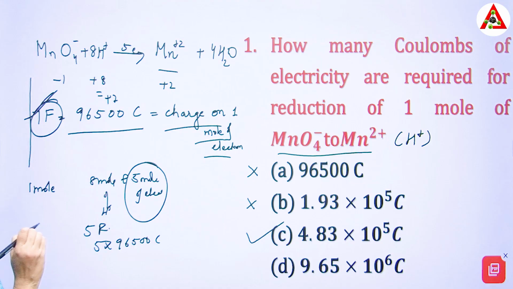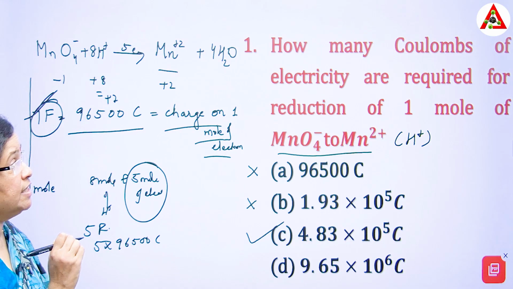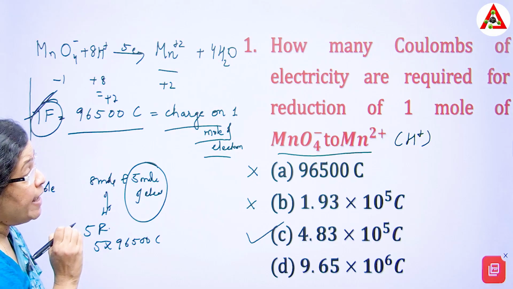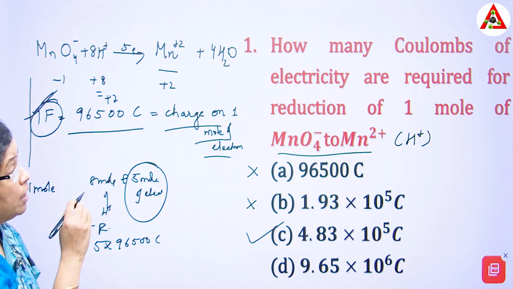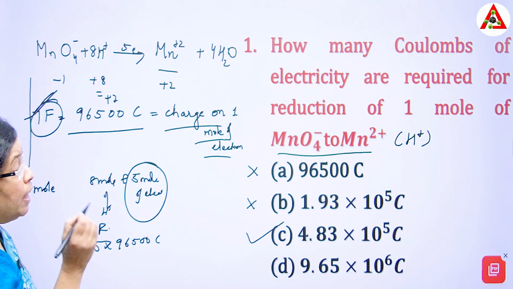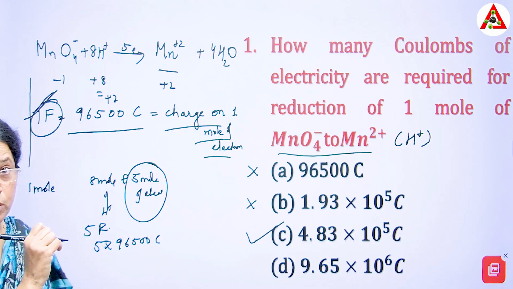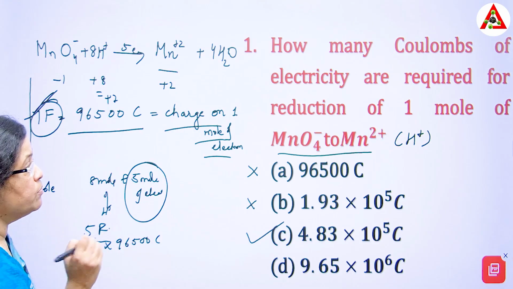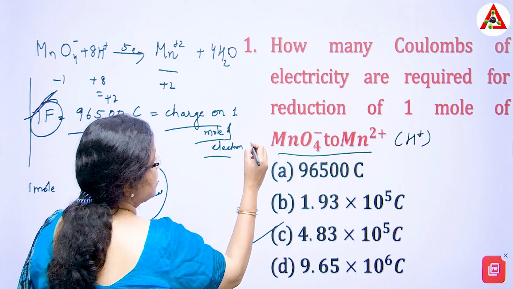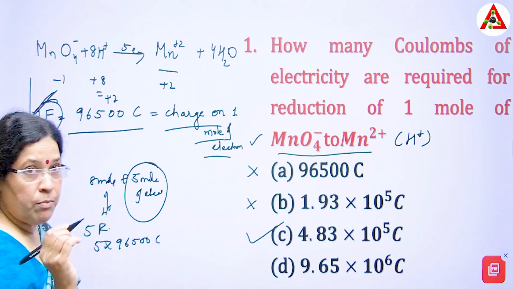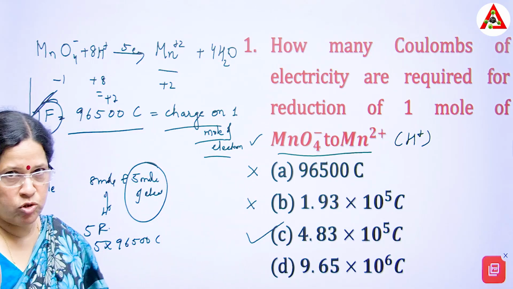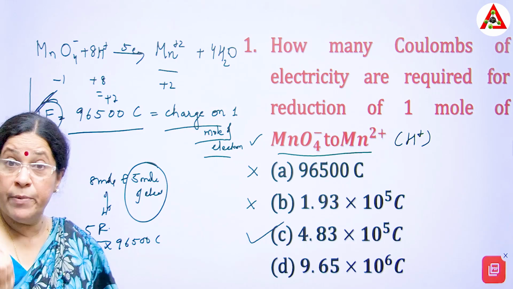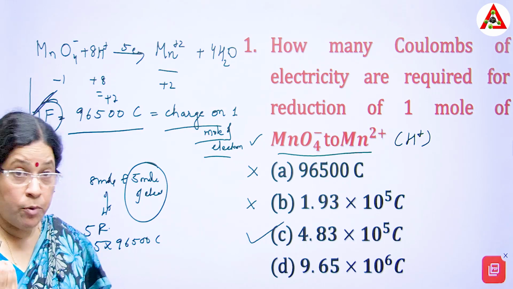Just see, they are asking how many coulombs of electricity are required for reduction of 1 mole of MnO4 minus, that means to Mn plus 2, right? And they have given options in coulomb, so they are asking the answer in coulomb, not in Faradays. You will ask in which medium. Keep in mind when MnO4 minus changes to Mn plus 2, it is always in acidic medium. If MnO4 minus changes to MnO2, then it is basic medium or neutral medium.